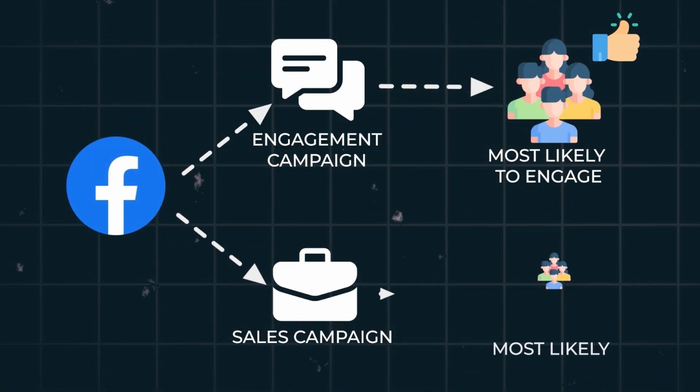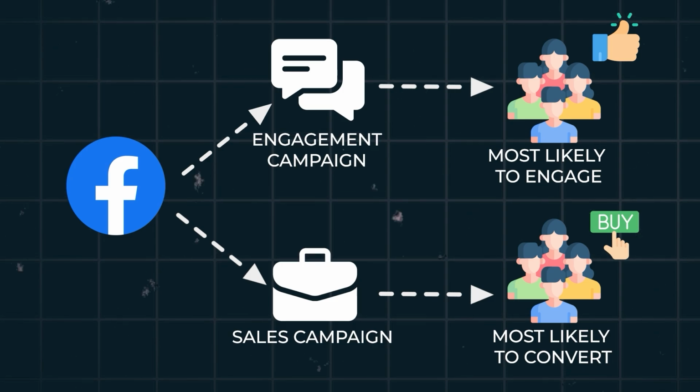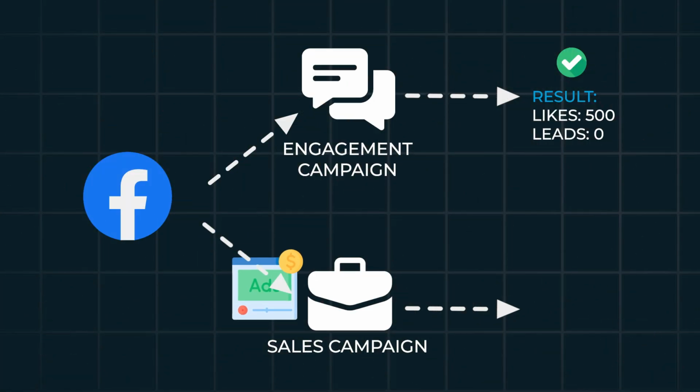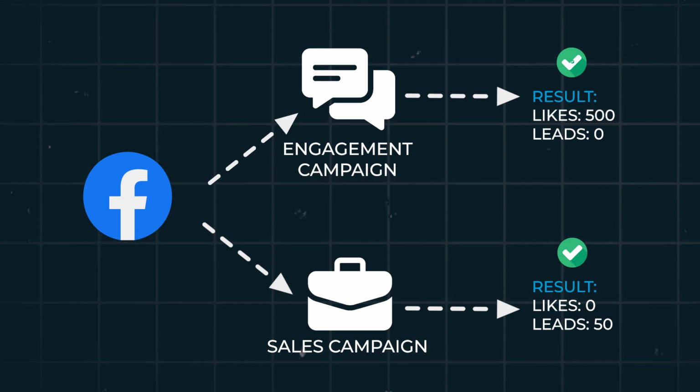Whereas in the sales campaign, Facebook is going to show the ad to people within the selected audience who are most likely to convert. And if you get 0 likes and 50 sales or website leads from a sales campaign, Facebook is going to call that a win because that's what it's optimizing for, or what it's looking for. It's looking for people who are going to complete the campaign goal.